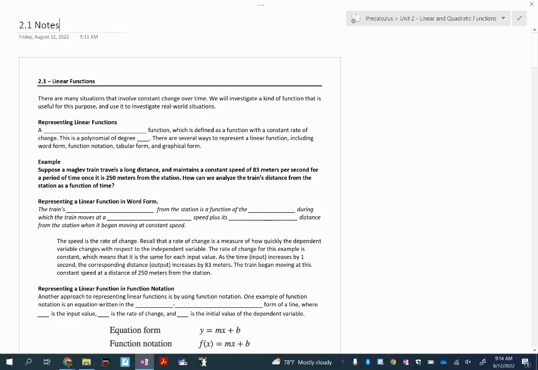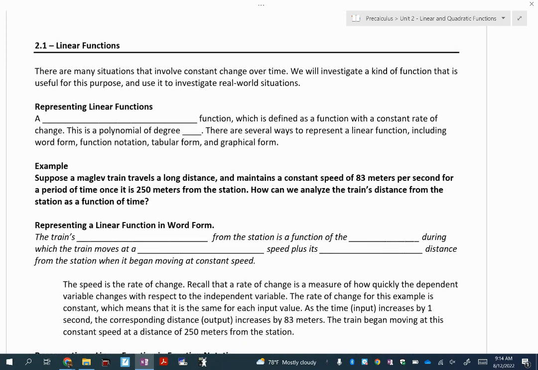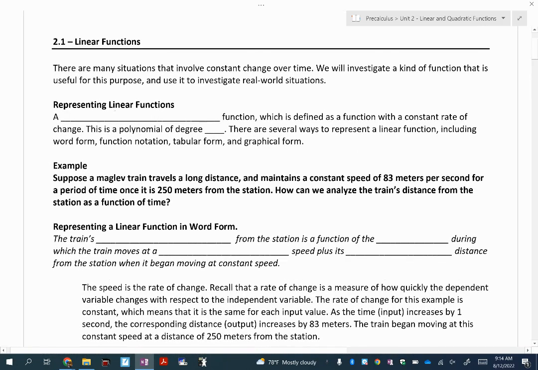About linear functions, and I'm pretty confident you guys will feel very good about this since this is all just a review from your days in Algebra 1. All right, so the first thing that we talk about is a linear function, which is defined as a function with a constant rate of change. It's a polynomial that has a degree of 1, so like x to the first power. And we can show it several different ways: with tables, functions, graphically, things like that.